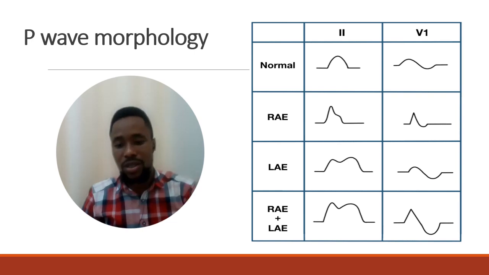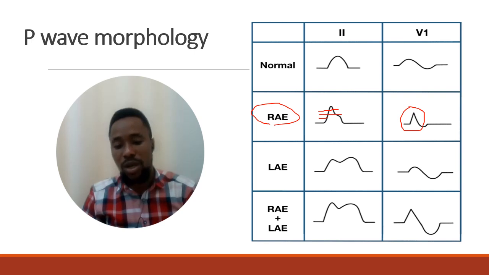Okay, let's talk about this. This is what I was explaining in lead 2. You can see it's upright. Then in V1, it is biphasic. You can see it. In right atrial enlargement, it is taller than 2.5 small boxes. So if you look at this, it will be taller than 2.5 small boxes. So this is right atrial enlargement. So in that situation, you can see that it's taller here.